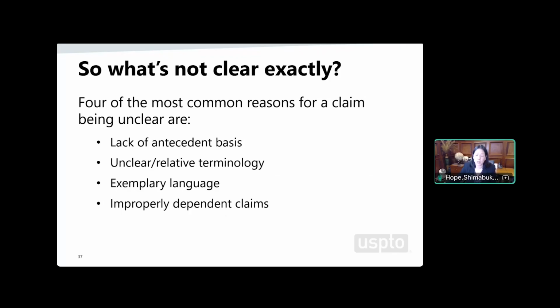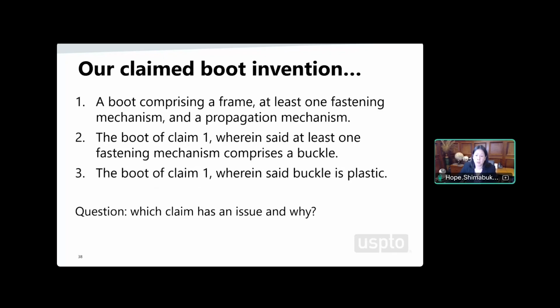So the 4 most common reasons for something not being clear are listed here. It can be that there is a lack of antecedent basis, if there is unclear or relative terminology, if there's exemplary language, and if there are improperly dependent claims. So let's dive deeper into each one of these issues. Let's go back to our example and take different claims associated with it. So let's talk about how these actually fall short.